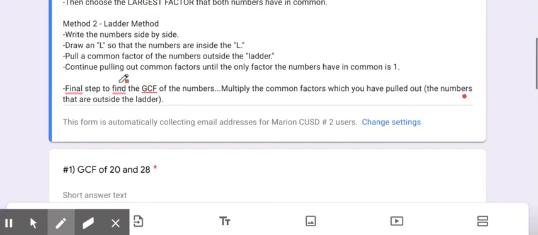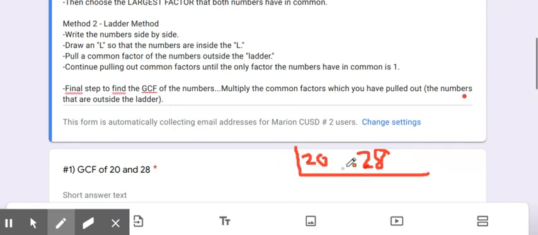And like it tells me here, I'm going to write those numbers side by side. So here's 20, 28. Okay? I'm writing them side by side, and I'm going to draw an L so that the numbers are inside the ladder. So here's the L. They're inside the ladder now. Now let's pull out a common factor of the numbers outside of the ladder.